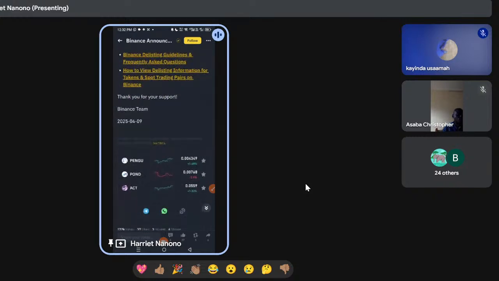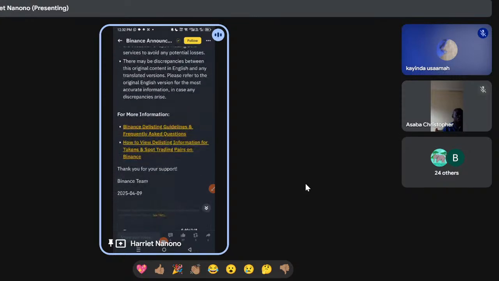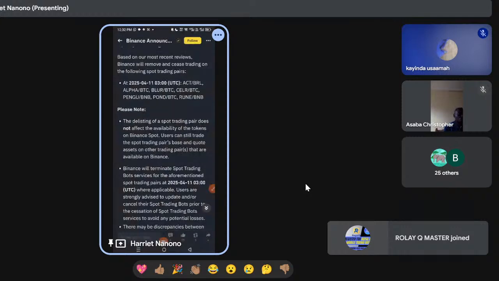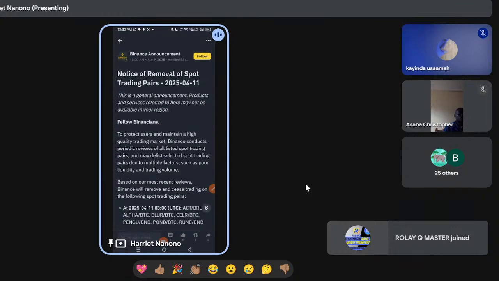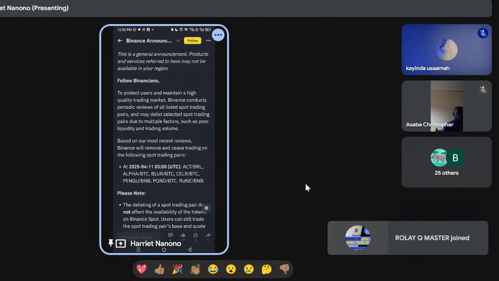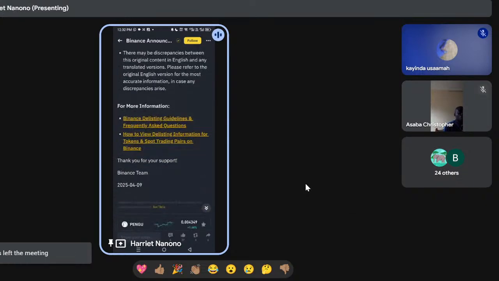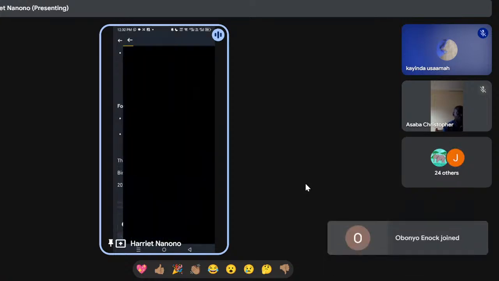And then you can also go and see how to view the Binance listing guidelines and so on. They always tell us, they always give us the reason why they delist. There are Binance delisting guidelines and frequently asked questions. If you want, you can go there and read.